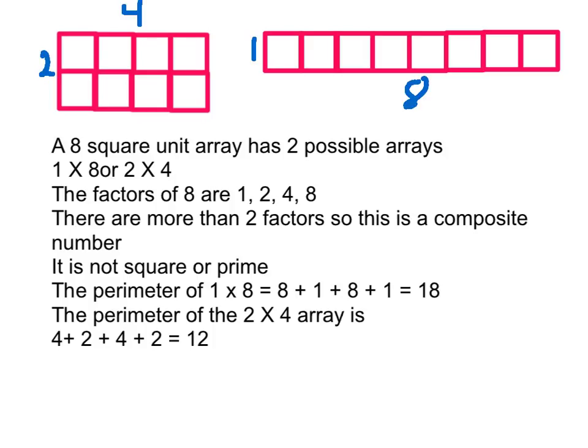factors. And notice how we get the perimeter. The perimeter of the 2 by 4 array is going to be smaller, less units than the perimeter of the 1 by 8 array.